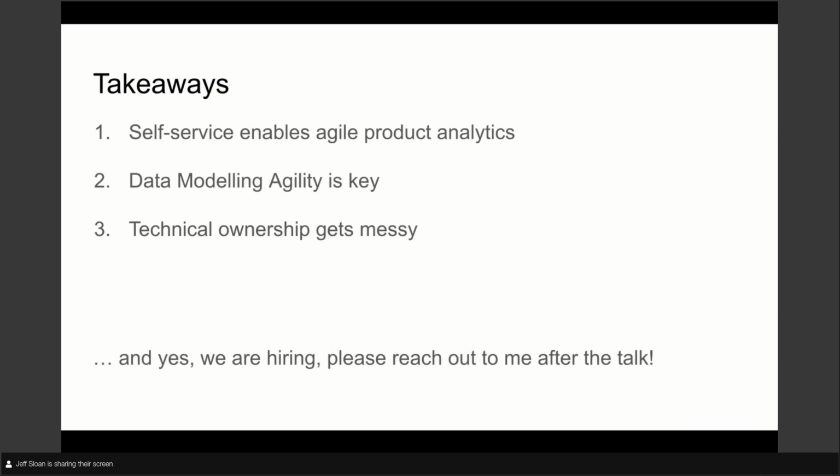The second thing is, in order to enable this, data modeling agility is key. We do have this intentional friction point where analysts are having their code reviewed by a central analytics engineering team. But the faster we can get the data through that pipe, the faster our product teams can use that data. And finally, technical ownership. Of course, this is always going to evolve. It gets a little messy at this stage. Not a showstopper for us, but it's something that we'd be really keen to resolve.